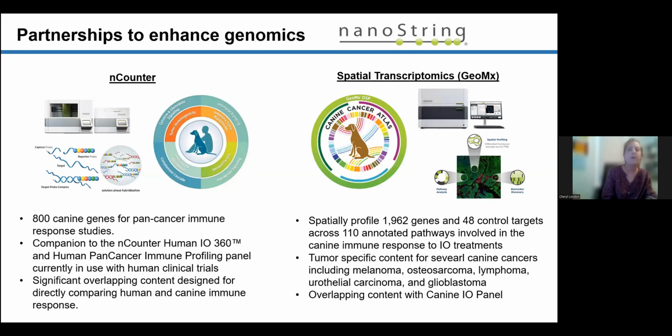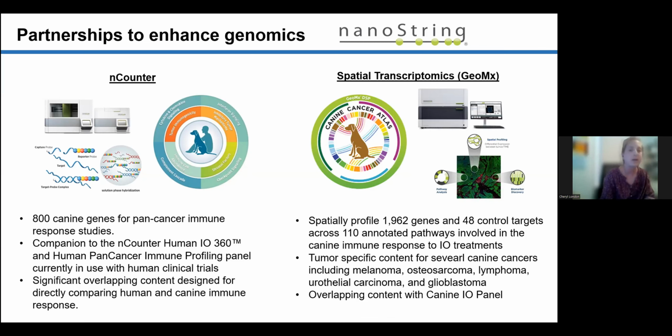Beyond some of the basics, which include creating a really good canine genome build, has been the input from biotech and pharma in supporting some of our efforts to create tools. We now have a number of partnerships that are working to enhance our genomic toolbox. The first one I wanted to speak about was with NanoString, where we worked together to build 2 different panels that were canine specific, one for their nCounter platform and one to enable spatial transcriptomics on their genomics platform. The nCounter platform allows us to interrogate 800 canine genes for pan-cancer immune response studies.